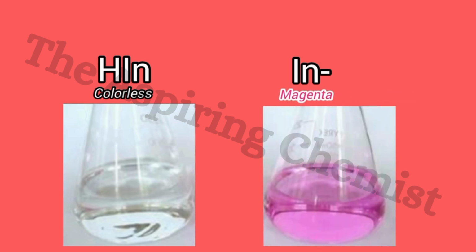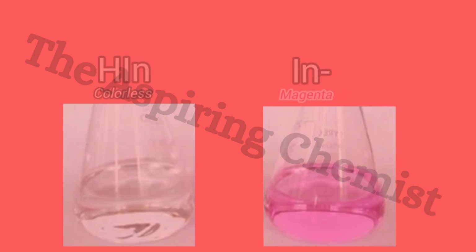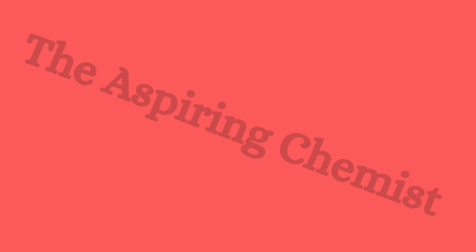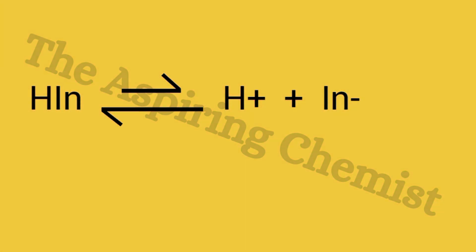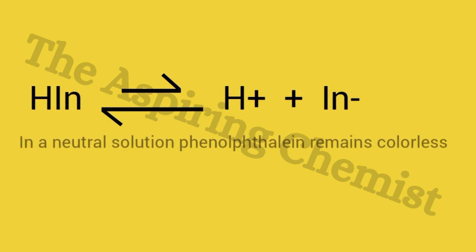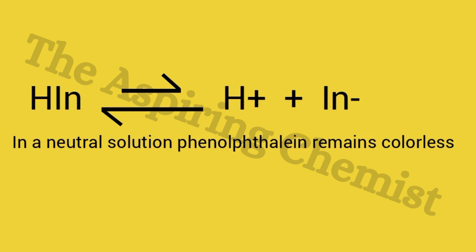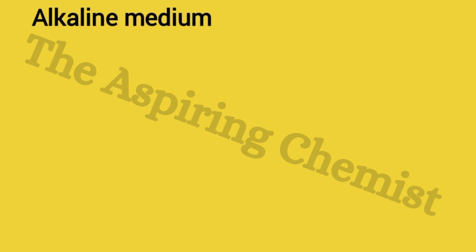But in a neutral medium, this molecule would dissociate to give two ions, which are the hydrogen ion and the indicator ion. But because it's a weak acid, it ionizes slightly, and the backward reaction is favored most of the time. As a result, phenolphthalein is colorless in a neutral solution. Now we're going to discuss two other conditions under this phenolphthalein. We're looking at the alkaline condition and the acidic condition.